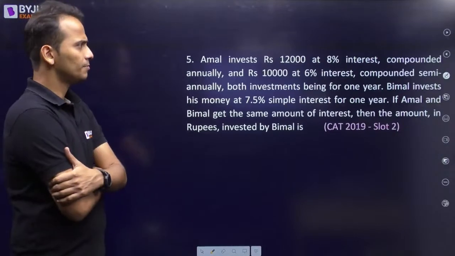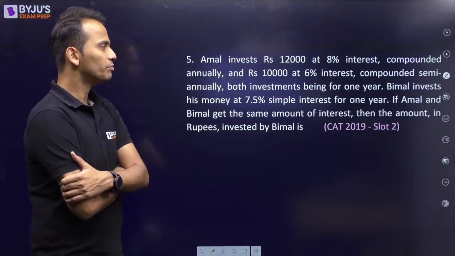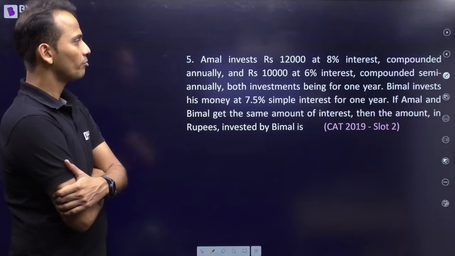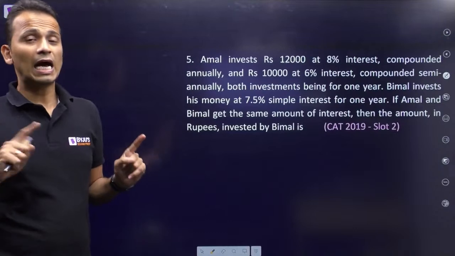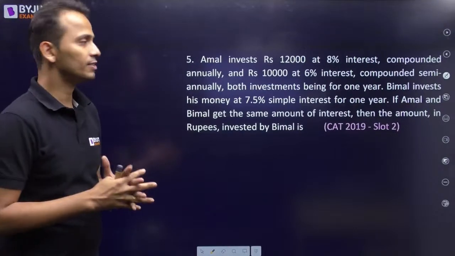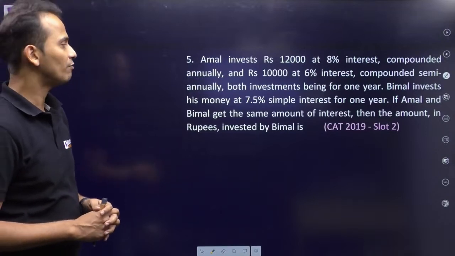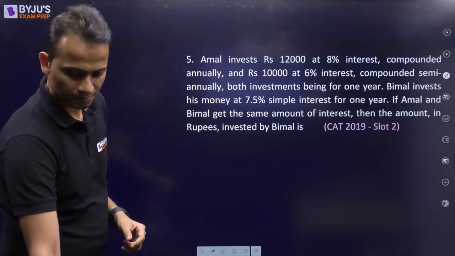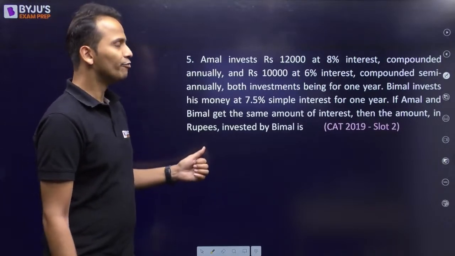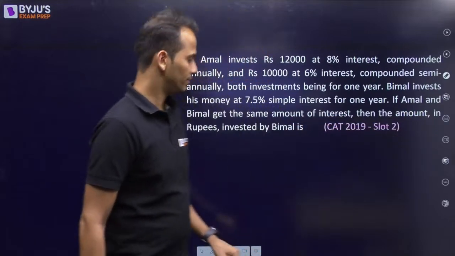for 1 year. Bimal invests his money at 7.5% simple interest for 1 year. If Amal and Bimal get the same amount of interest, careful, the amount is not equal, the interest is equal. Then the amount in rupees invested by Bimal. So you'll have to calculate the principal investment by Bimal. Don't get confused with this word amount they are using again and again. Okay. So amount means the money.